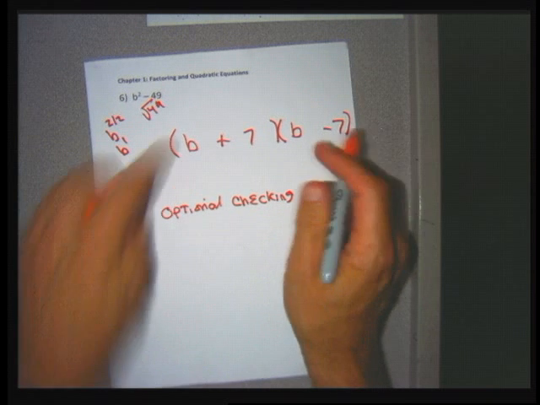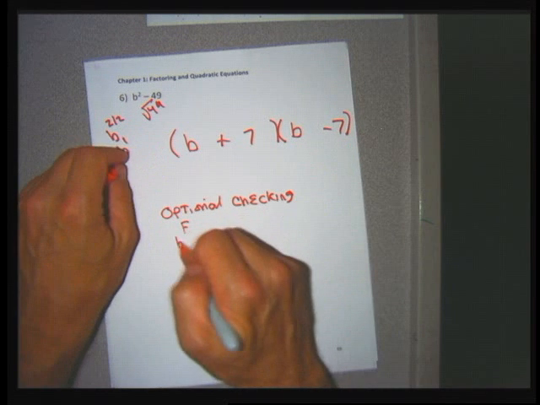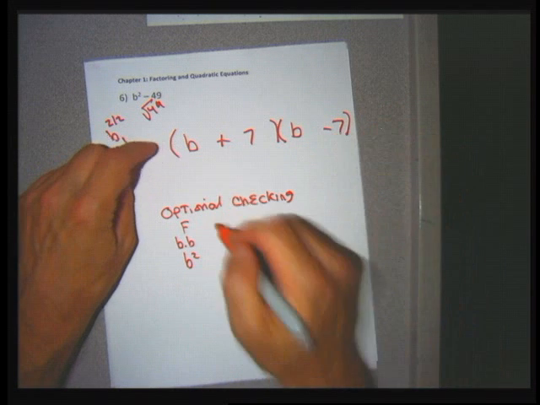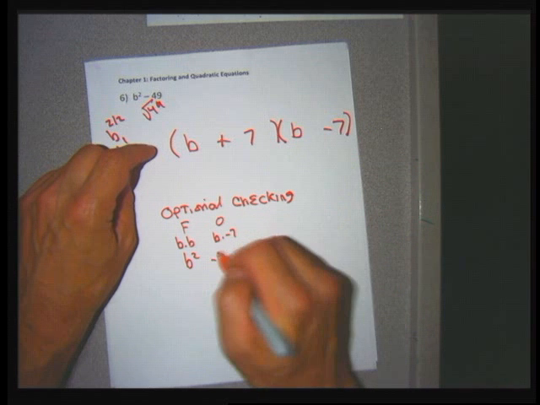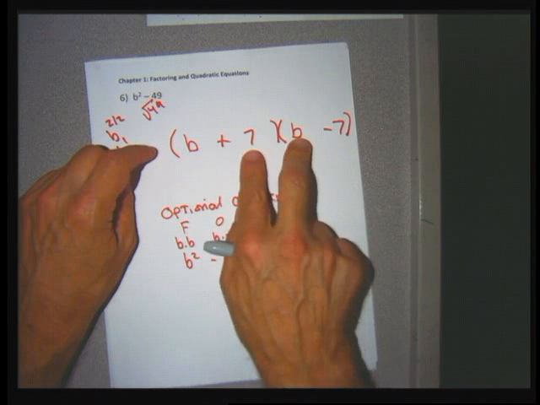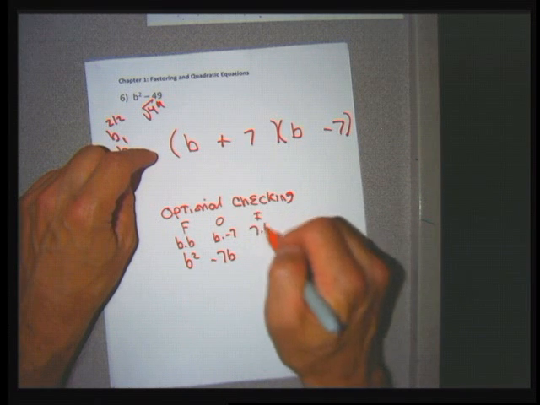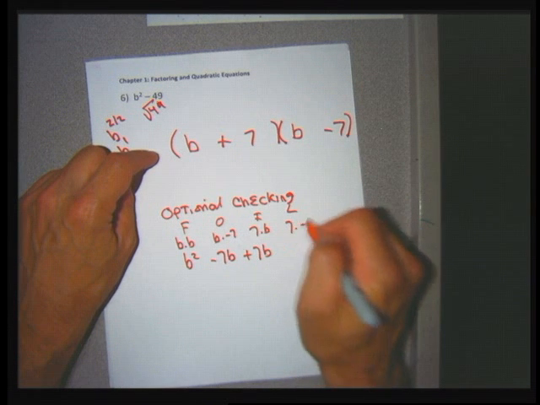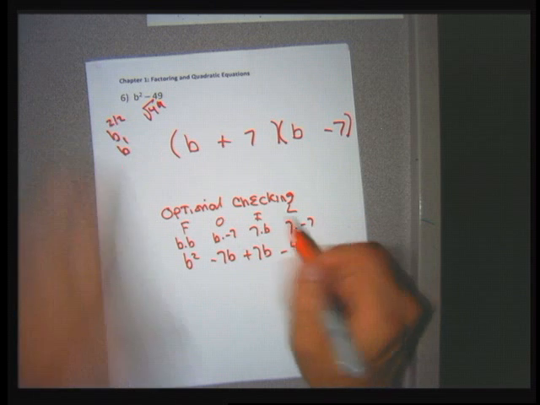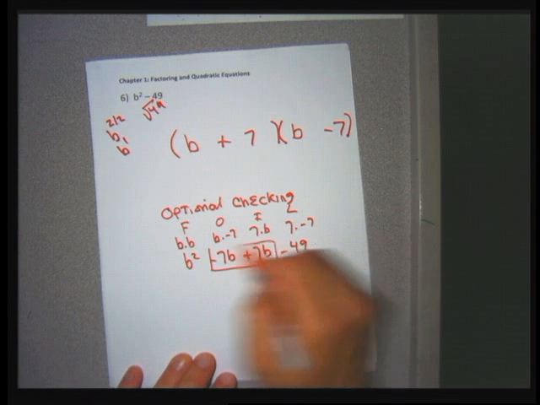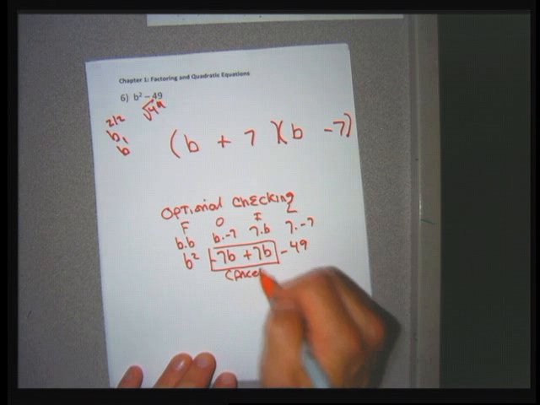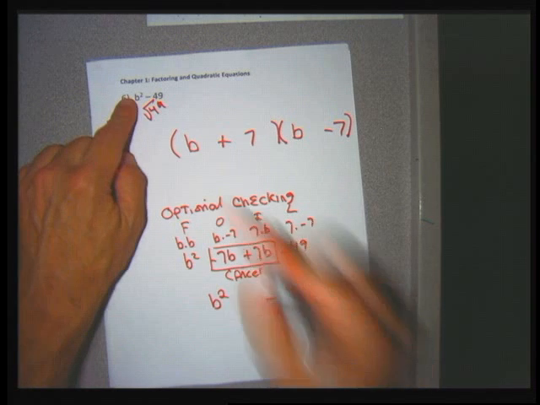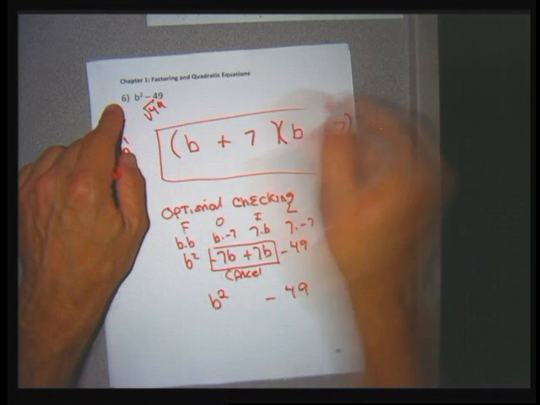To check this, I would FOIL. Firsts are b times b, which is b squared. Outers are b times minus 7, which is minus 7b. Inners are 7 times b, which is plus 7b. Lasts are 7 times minus 7, which is minus 49. The outers and the inners are opposites, so they cancel. I'm going to bring down the b squared and bring down the minus 49 because that's exactly the original problem. I've checked and I know my answer is correct.